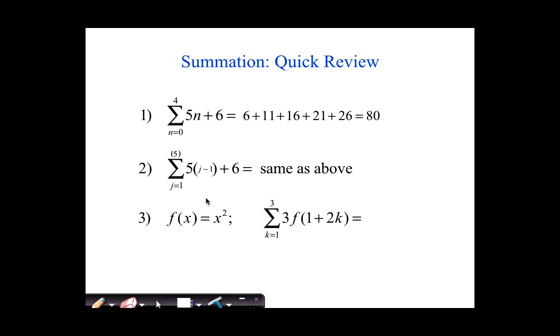All right, and this last one, make sure you don't just think this is multiplying and there's some number you're putting in place of f. F is still function notation when it's like this. So if you're going to evaluate this, it would be 3 times 3 squared plus 3 times 5 squared plus 3 times 7 squared, by substituting in numbers 1, 2, and 3.